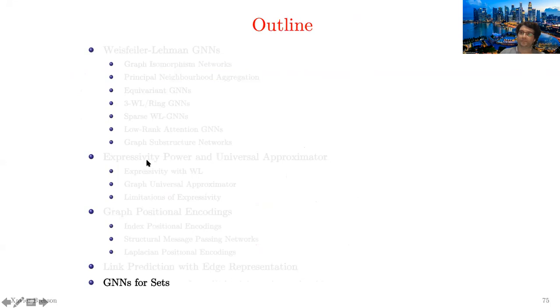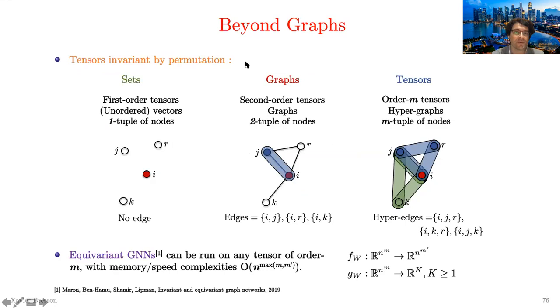Okay. So for the last part of the talk, I'm not going to talk about graphs. Actually, I'm going to talk about sets. So they are all tensors, right? So this is a tensor of order 1, tensor of order 2, and then tensor of order n. So the sets are represented by first order tensors, graphs by second order tensors, and then order n tensors. So you have no edge, you have edges, and you have hyper edges.